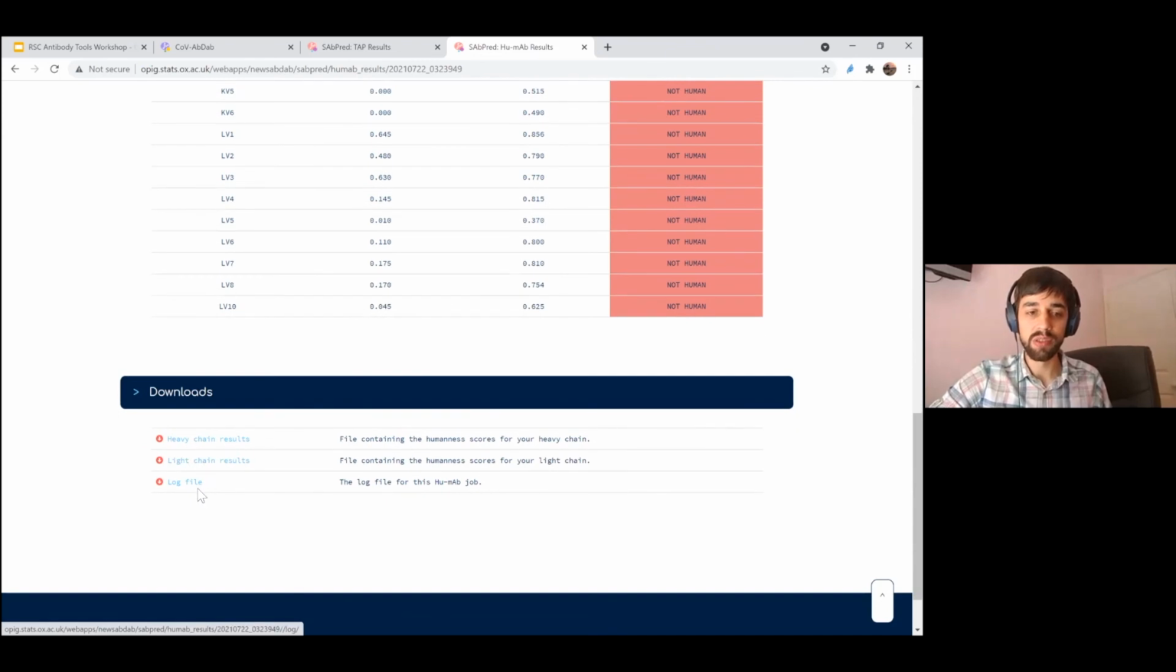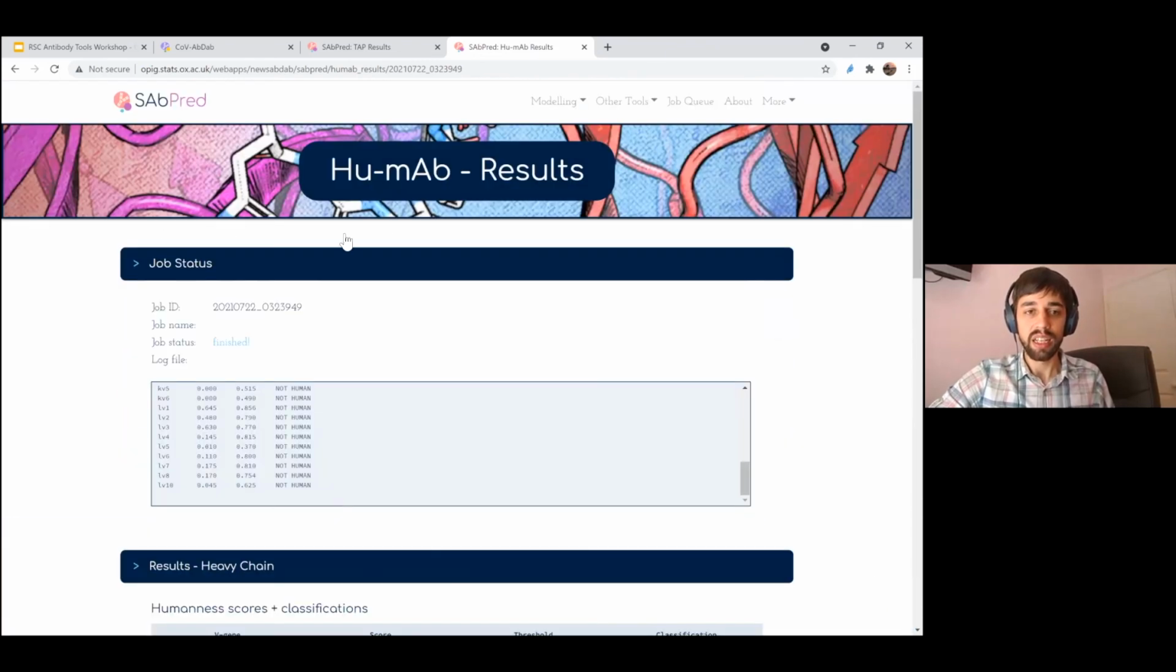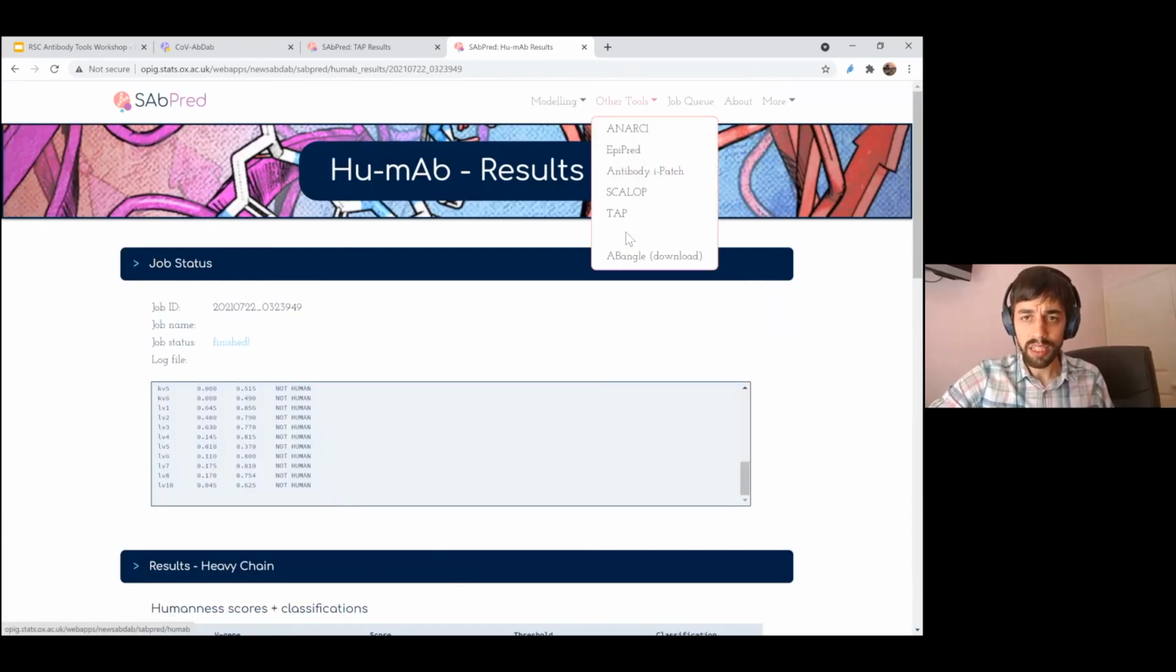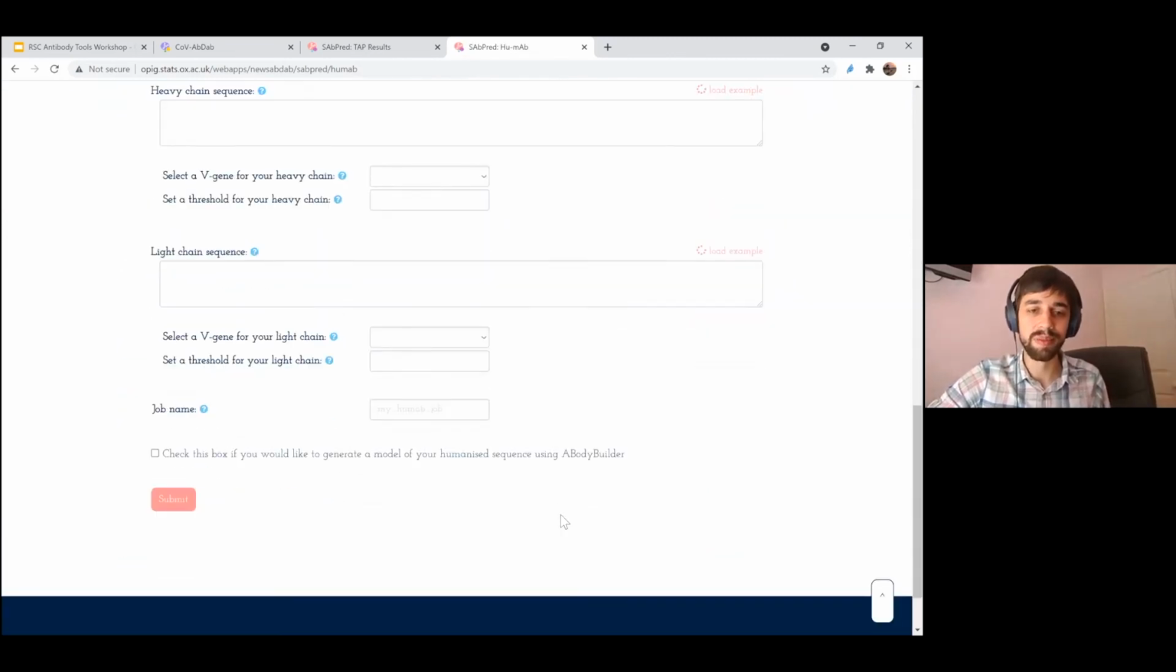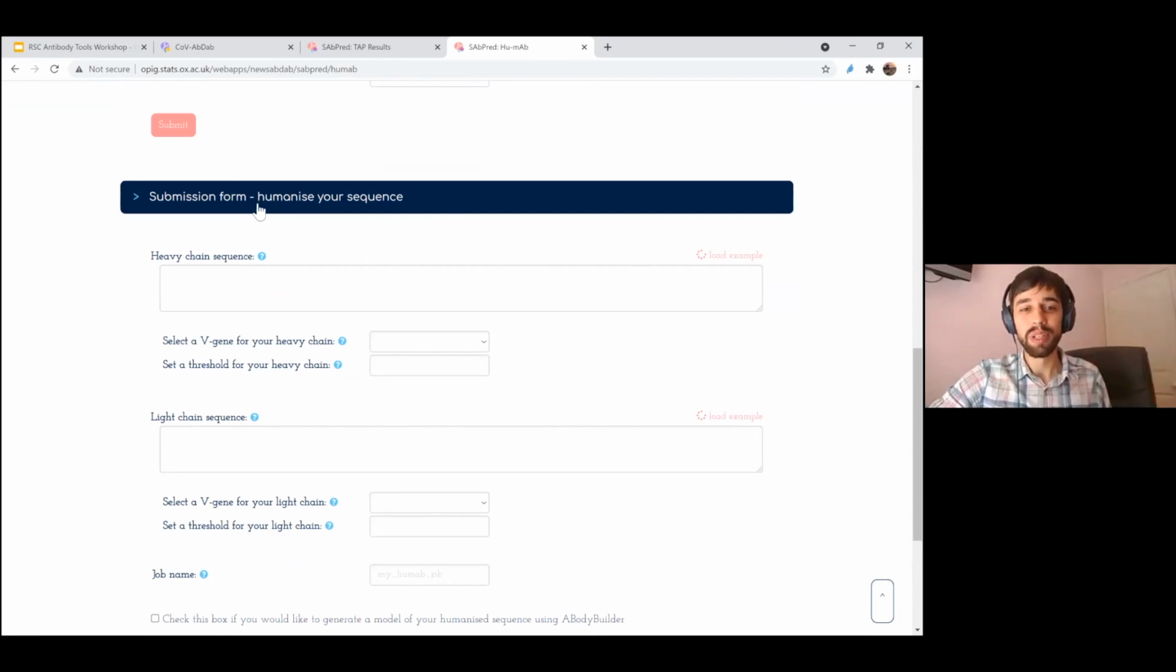You can download these results and get a log file here for the job. And like I say, it's a bit pointless doing this because both chains are 100% human, but if you then wanted to go around how best ought I humanize my sequence, you could use these query boxes here, which Fergus will talk you through the results of having put the HB27 antibody, certainly the light chain of that antibody, which was actually scored as non-human by HuMab despite experimental humanization.